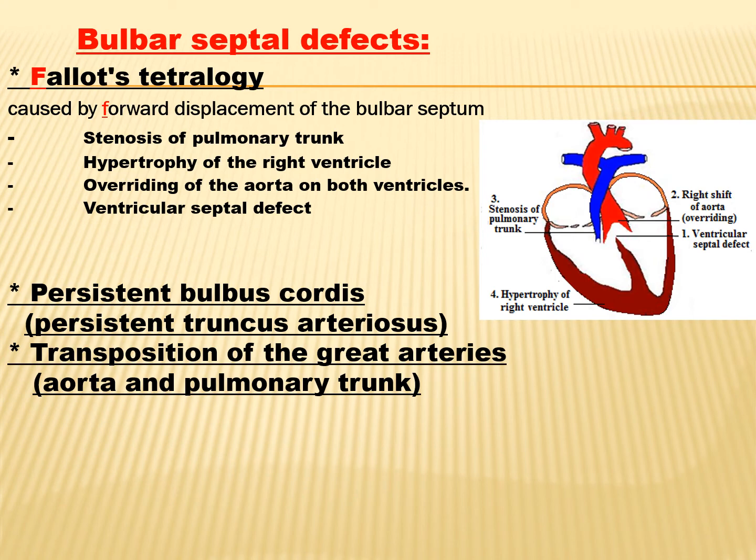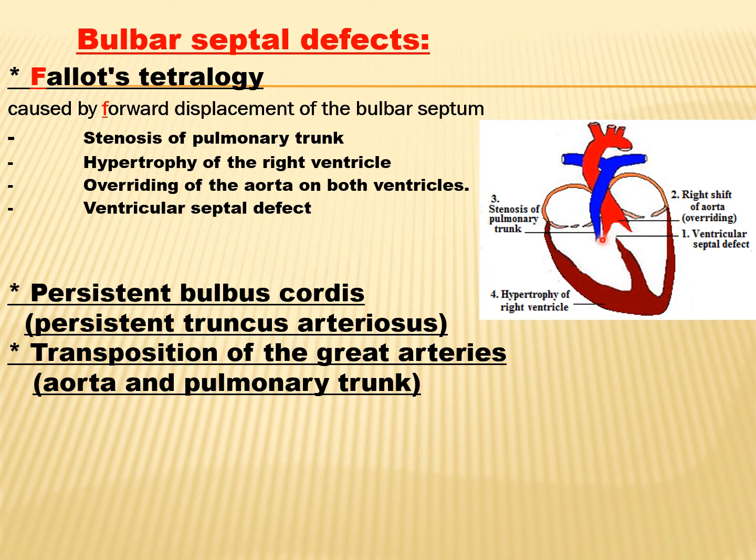Then we come to the bulbar septal defect. The first is tetralogy of Fallot. This is a very important point. Tetralogy of Fallot is caused by forward displacement of the bulbar septum. So forward begins with F and Fallot begins with F, so you remember the cause of tetralogy of Fallot is forward or anterior displacement of the bulbar septum.